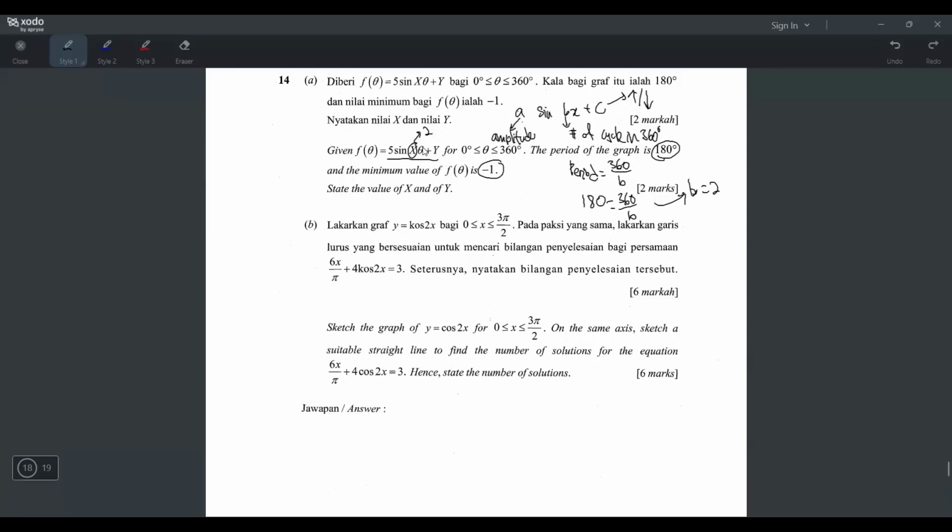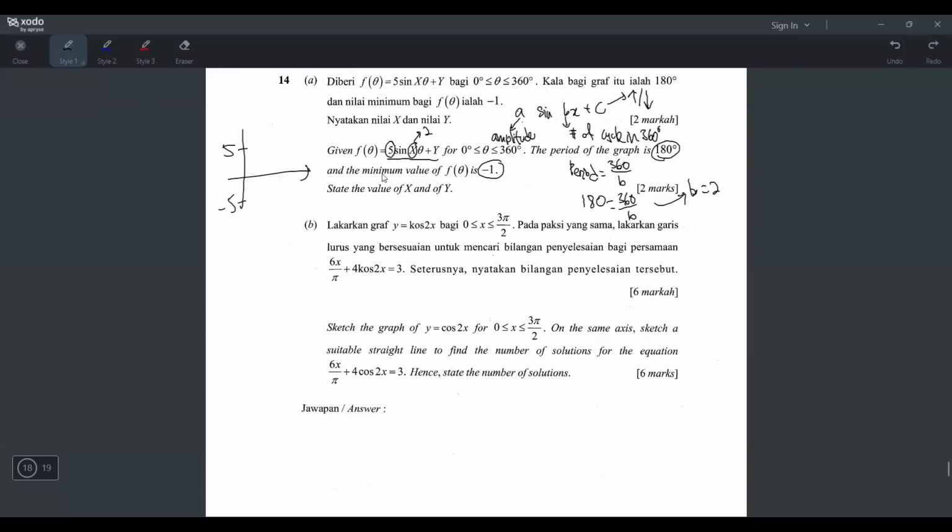The x I already know is 2, but how to find the y? The y is referring to this, right? So I want to ask you something. If the minimum value is -1, it means this graph got moved up or moved down? Got moved up. You know why? Because if you look at the A value here, it's 5. 5 will be the amplitude, and if the A is 5, the graph's maximum and minimum values should be 5 and -5.